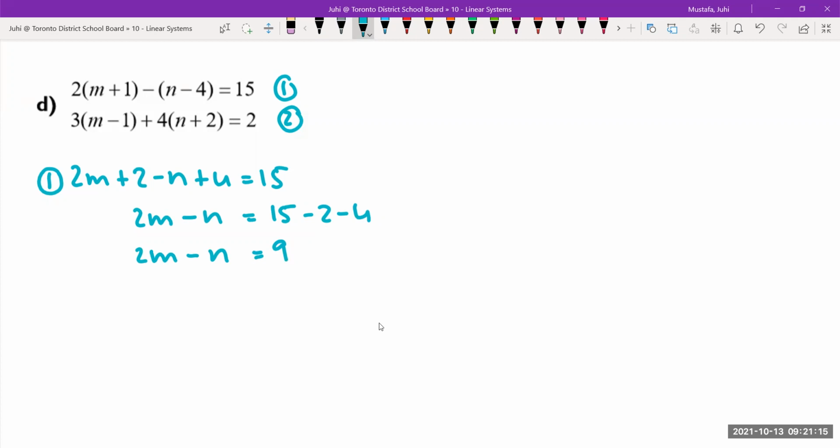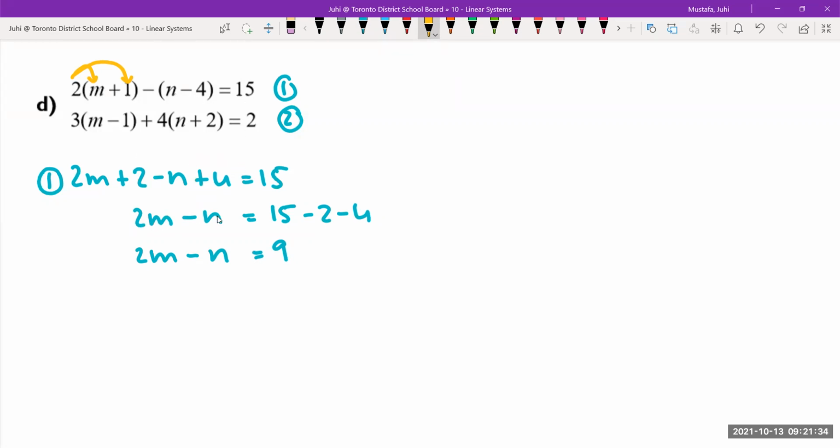Okay, so I kind of wasn't explaining what I was doing, but I basically look at my first equation. I distributed this 2 in here. 2 times m is 2m. 2 times positive 1 is 2. Negative 1 times n is negative n. Negative 1 times negative 4 is positive 4, is equal to 15.